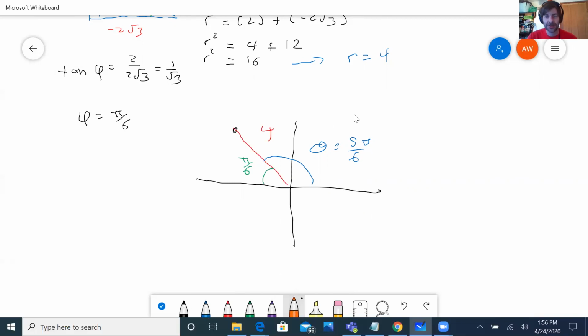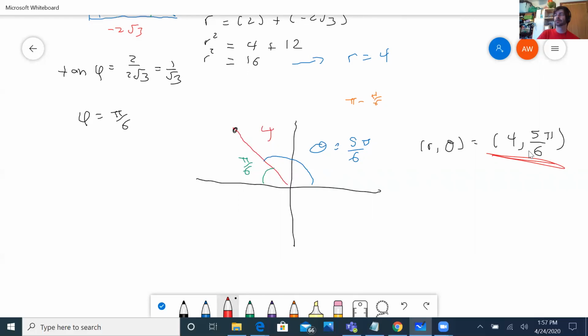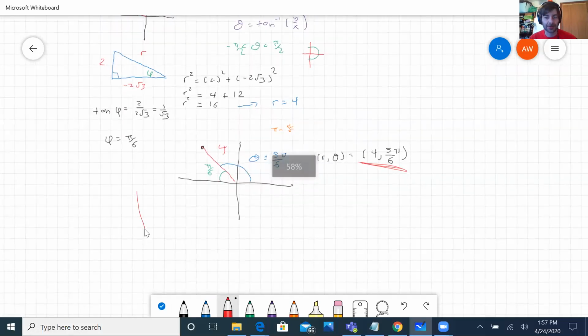All I did was I took pi, which was 1, minus the pi over 6, which is that, and I got this. It's the supplement, same thing when I was doing the inverse sine. But anyway, that's where I'm going to get my polar coordinate. r, theta is 4, 5 pi over 6. All right. Maybe I'll just zoom out to get it.